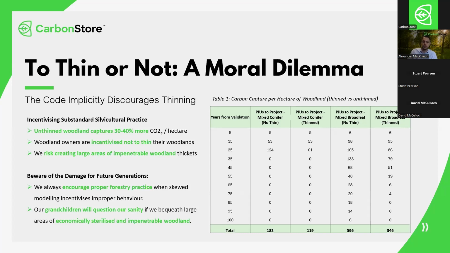In such situations, we would always recommend following the best silvicultural practice. In 40 to 50 years' time, when our grandchildren survey the dense thickets of woodland which the code risks creating, they will surely question our sanity just as much as we question the judgment of our predecessors who planted large swathes of monocultures.